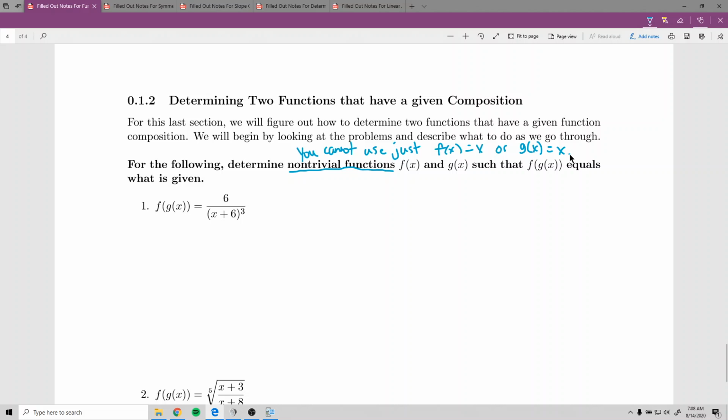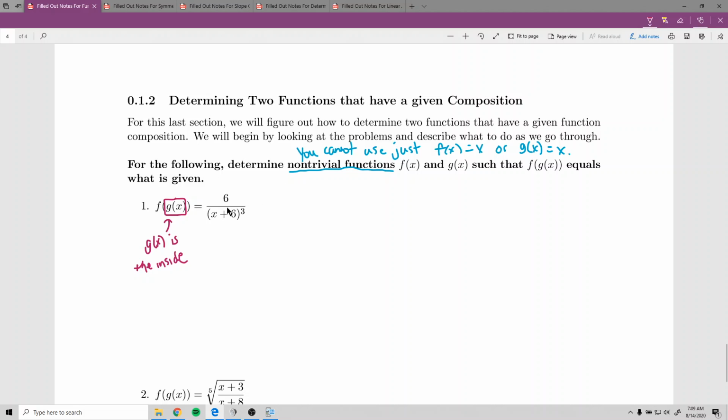Which, if you follow the directions here, you will not ever use that anyway. Right, so the idea with this, we want f of g of x for the first one equals 6 over x plus 6 cubed. Now, really what we've been doing is thinking about the inside being what we plug in for x on the right side. So the g of x is the inside. So really what I want you to think about is if you had to call something the inside over here, what would that be?